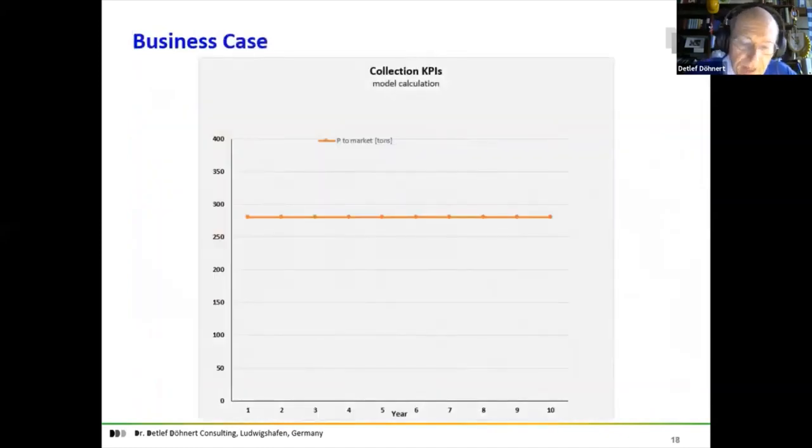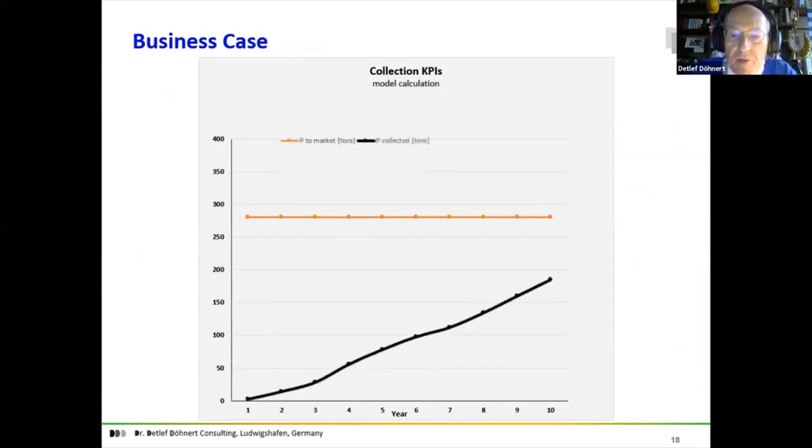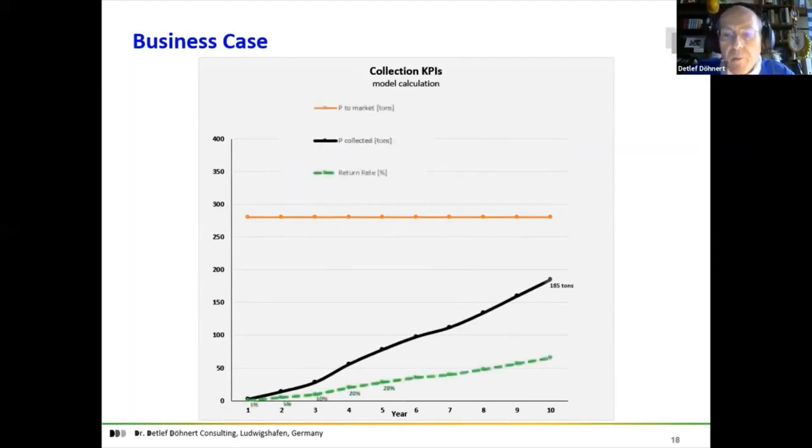Now, let me come to the last thing, that is the commercial part. Here we have a business case that shows you a little bit the financial implication. In that model academic calculation, we have roughly 280 tons of plastic shipped every year to the market. And when we start a collection scheme, it starts at low values and then we end up with some 66% in that model. And that is associated with some cost for the operation, for all the other tasks the collection scheme has to fulfill.